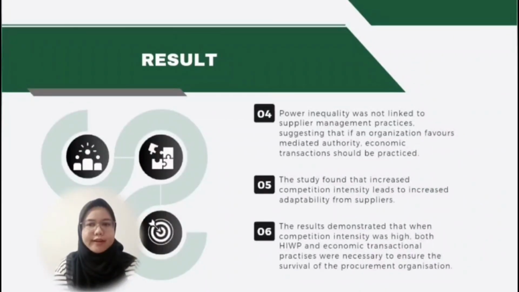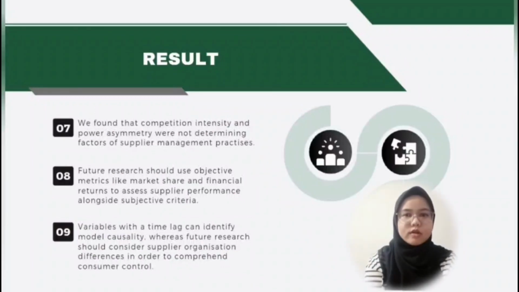The result also finds that power inequality was not linked to supplier management practices, suggesting that if an organization favors mediated authority, economic transactions should be practiced. The study found that increased competition intensity led to increased adaptability from suppliers. The result demonstrated that when competition intensity was high, both HIWP and economic transactional practices were necessary to ensure the survival of the procurement organization.